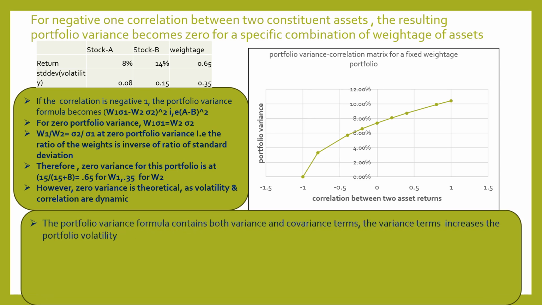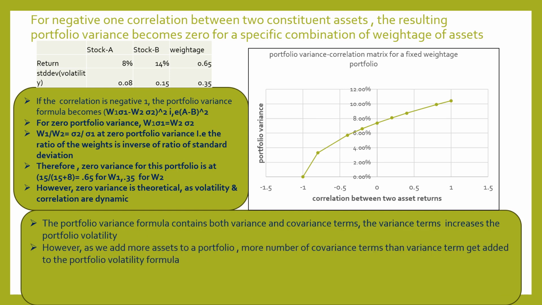The portfolio variance formula contains both variance and covariance terms. The variance terms increase the portfolio volatility. However, as we add more assets to a portfolio, more covariance terms than variance terms get added to the portfolio volatility formula.